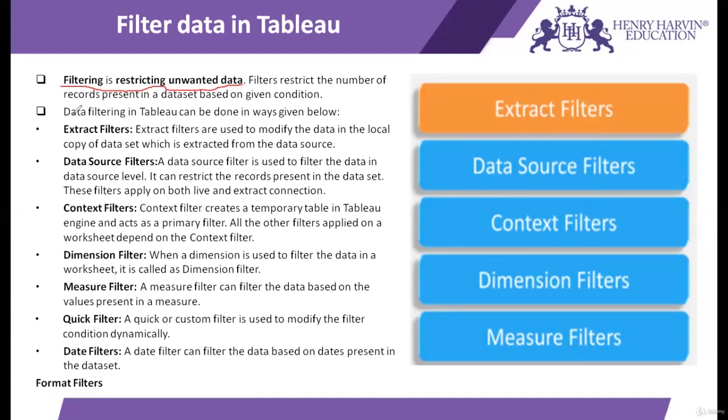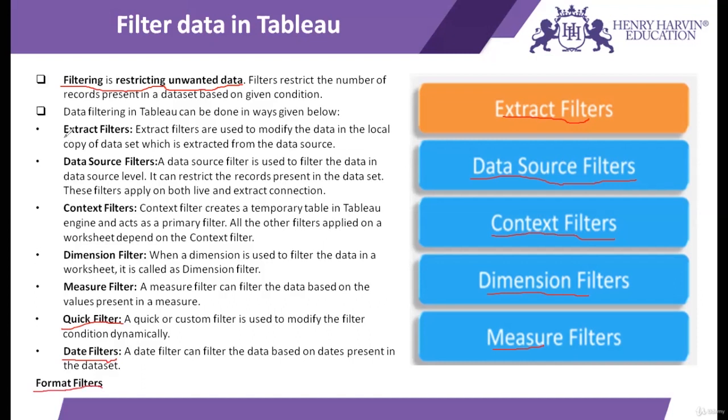Now there are various kinds of filters available in Tableau. Some of them are given here. If I go sequentially, first come extract filters and the data source filters. These filters are directly applied on the data imported into our Tableau workbook from the data source. Then come context filters. Thereafter come dimension filters and measure filters. And after measure filters, we have quick filters and date filters. Once we are done with all these filters, I'll tell you how to format these.